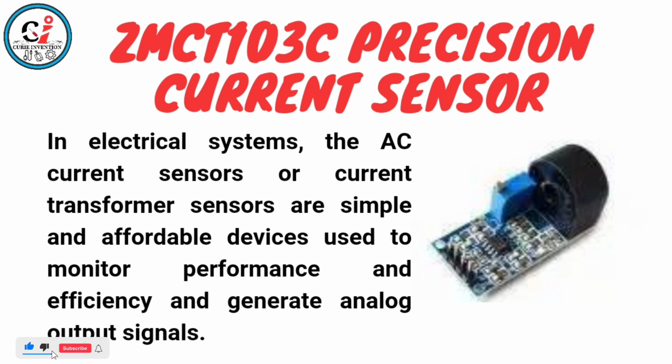ZMCT103C Precision Current Sensor. In electrical systems, AC current sensors or current transformer sensors are simple and affordable devices used to monitor performance and efficiency and generate analog output signals.